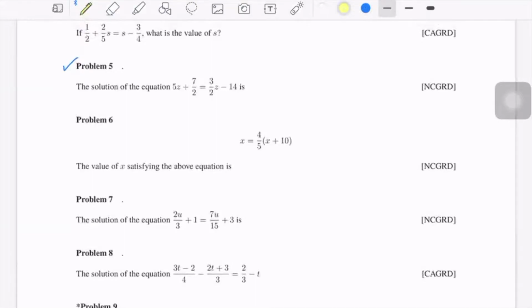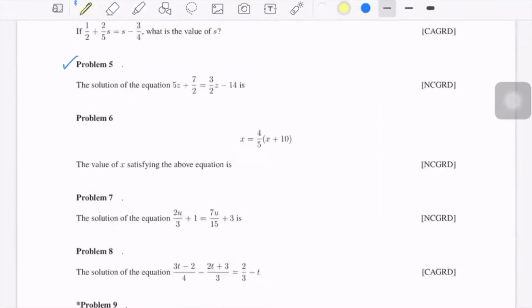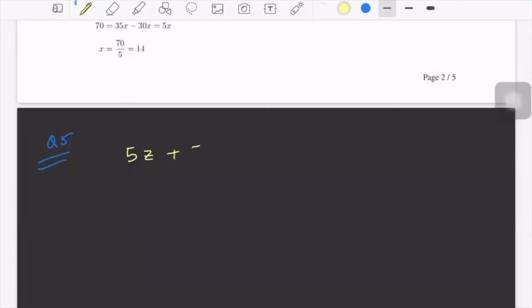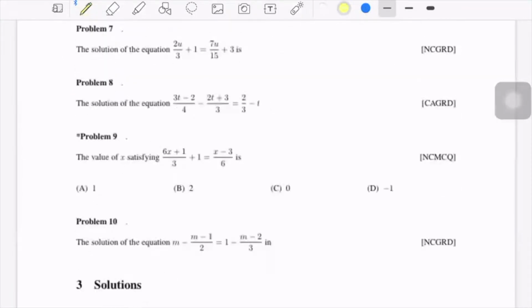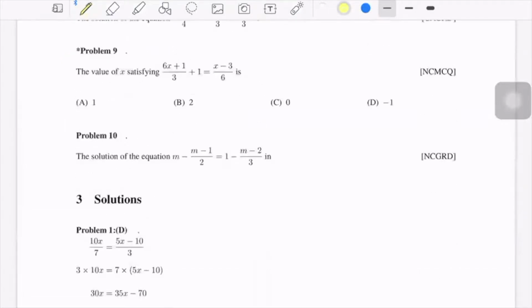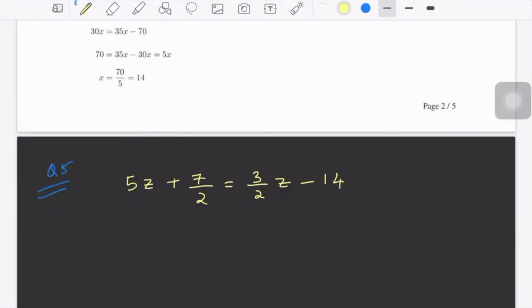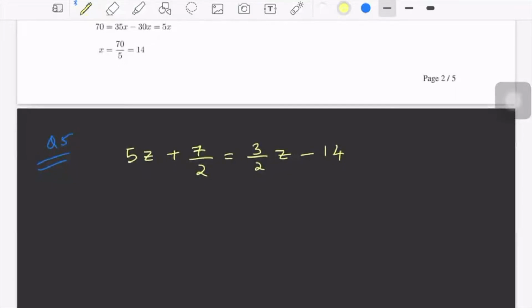The solution of the equation 5z plus 7 by 2 is equal to 3 by 2z minus 14. Of course, the idea is to bring the variable to one side and bring the numbers to the other side. But there are fractions involved in the question, so you just need to be careful with the fractions, that's all.